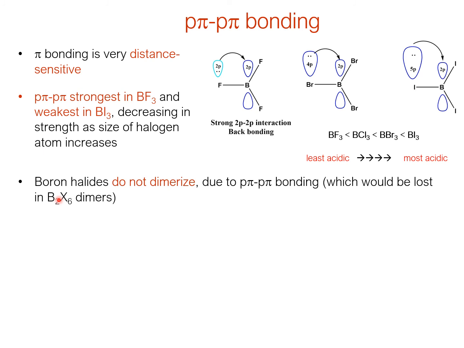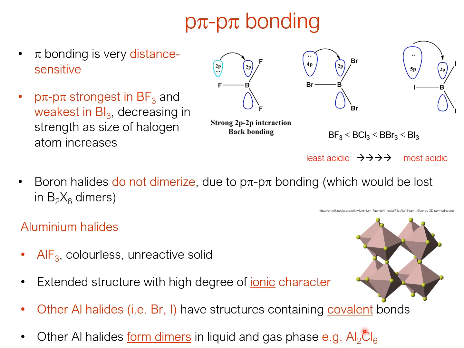Finally, the boron halides don't dimerize. This is again due to p pi bonding, and this would be lost if we had the B2X6 dimers. However, as I showed in one of the very early slides actually, aluminium, with the exception of the fluoride, does form dimers. So Al2Cl6 is something I showed earlier, and that has two of the dative bonds. So AlF3 is ionic and is not in dimers. It just has a large ionic structure, which is shown here, and then the rest of them are covalent and they form dimers such as the Al2Cl6.